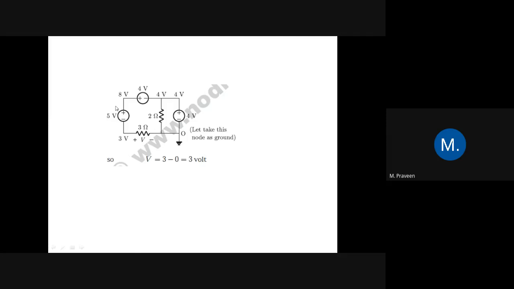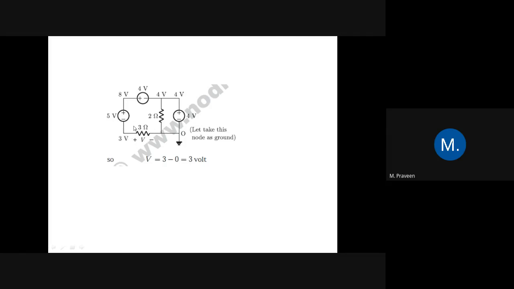So already here it is given as 5 volt. Here it is from minus to plus, and here it is from plus to minus. Just see the symbols. Therefore here it is going to be positive, and here it is going to be negative. Therefore 8 volt minus 5 volt is going to be the voltage at this junction. So 8 minus 5 is 3, and that 3 is going to be the voltage at the 3 ohm resistance.